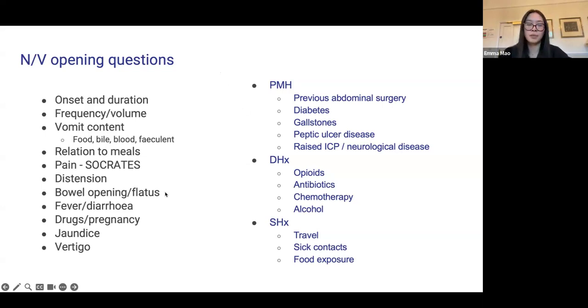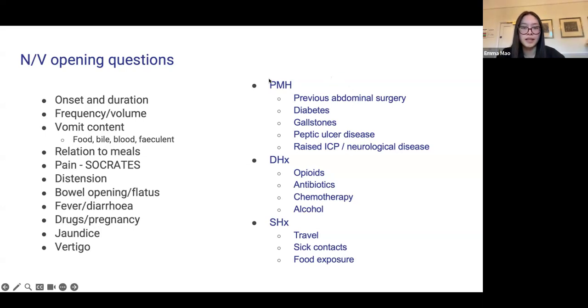And then ask if the vomiting is related to meals or not. If there's pain associated with it, ask about SOCRATES. SOCRATES is actually so useful. And then distension, bowel opening, and whether they've passed wind or not is important, as it suggests if there's any obstruction. Also ask if they have fever or diarrhea, drugs, pregnancy, jaundice, and vertigo. All of these are signs for the previous differentials that we had.